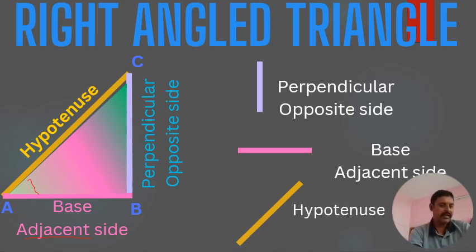And remember children, if we change our base angle to C, then our hypotenuse remains the same, but base and perpendicular change, because the adjacent side is always the base. If we change our base angle to C, then BC becomes our base and AB becomes our perpendicular, right? So keep this in your mind.